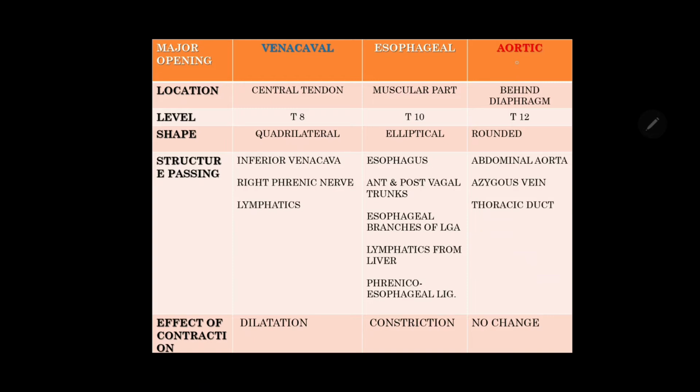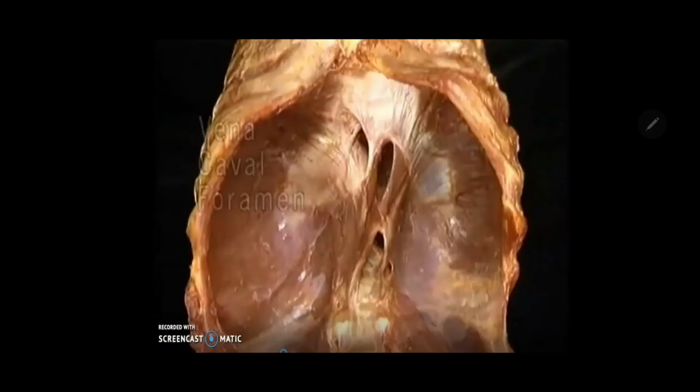Structures passing through the vena cava opening are inferior vena cava, right phrenic nerve and lymphatics. Esophageal opening: esophagus, anterior and posterior vagal trunks, esophageal branch of left gastric artery, lymphatics from the liver, which connect with the thorax and mammary gland, and phrenicoesophageal ligament. And structures passing through the aortic opening, you can remember as AAT: aorta, azygos vein, and thoracic duct.